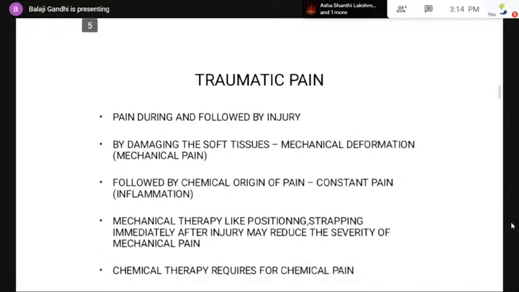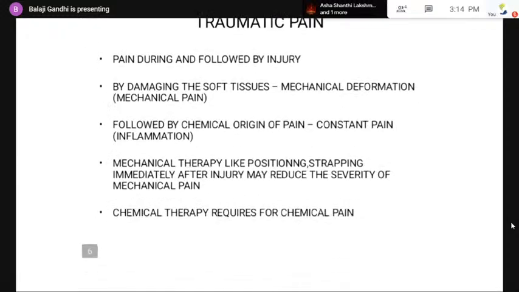So the traumatic pain is followed by the trauma, injury, and this is damaging the soft tissue. At the time of damaging the tissues, this is mechanical deformation. There is a slicing of the tissues, like you are taking a knife or blade and cutting the skin. So when there is tissue damaging, there is a mechanical pain. Followed by that, there is a chemical origin of the pain. Once the tissue is damaged, it switches on to the next stage of inflammation, so there is a constant pain.